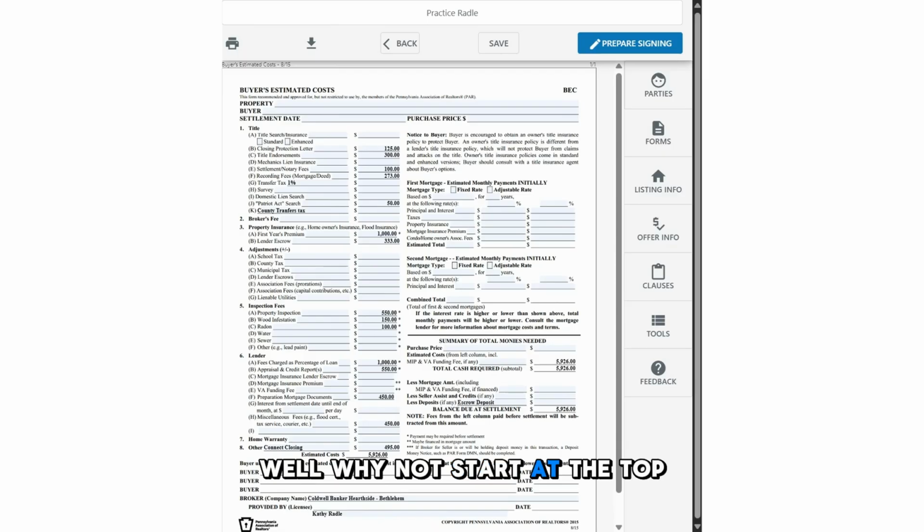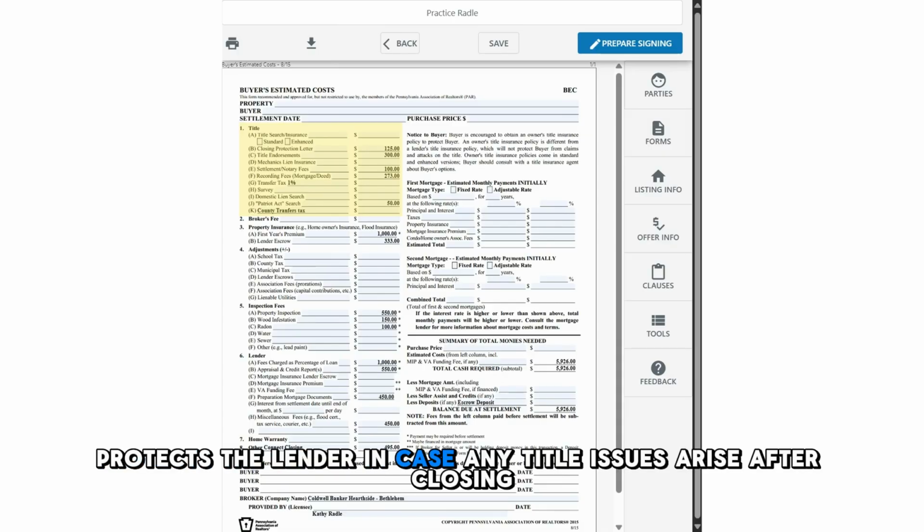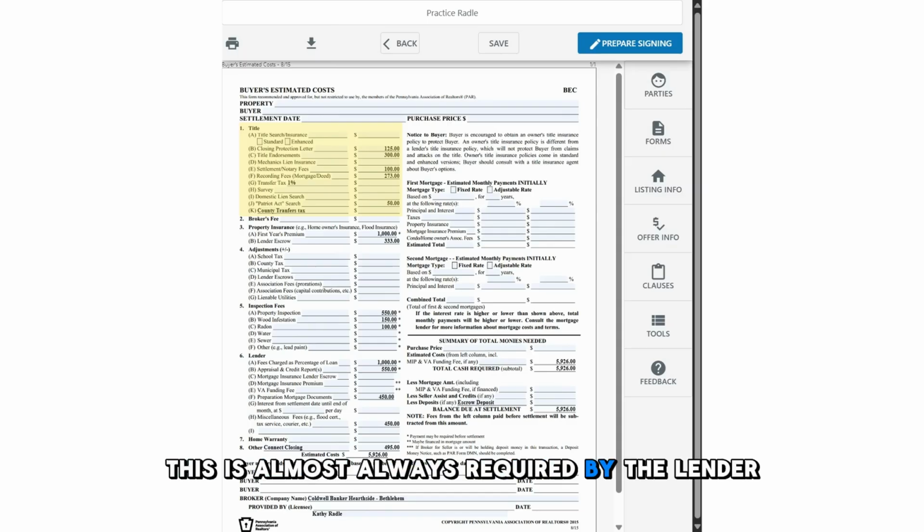Why not start at the top? The first is going to be the title and settlement charges. The title insurance, or the lender's policy. This protects the lender in case any title issues arise after closing. This is almost always required by the lender.